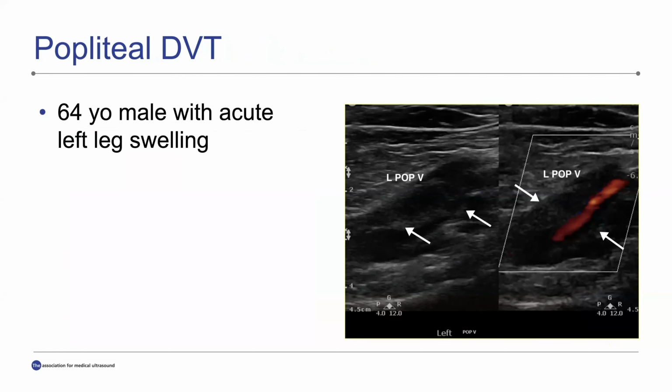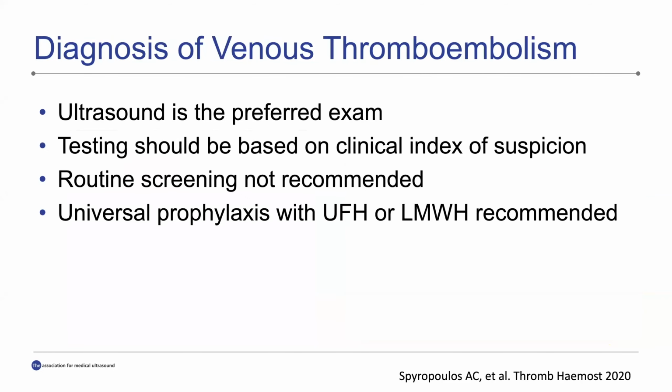Here was a 64-year-old male that presents with acute left leg swelling, and we see thrombosis of the popliteal vein. Again, need to look around for other areas of thrombosis. So ultrasound, as you imagine, is the preferred examination for looking for peripheral arterial and venous thrombosis. Testing should be based on clinical index of suspicion. Routine screening of these patients is not recommended. Testing should be based on symptoms and signs.